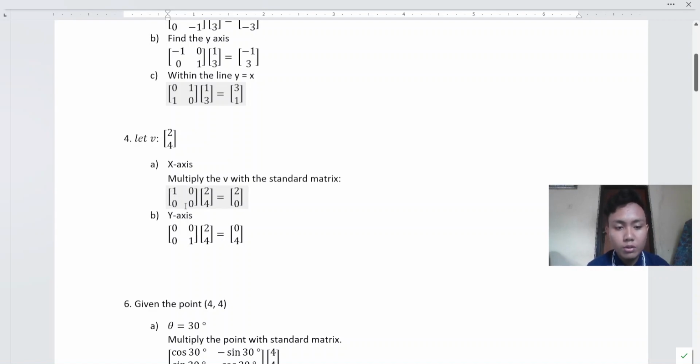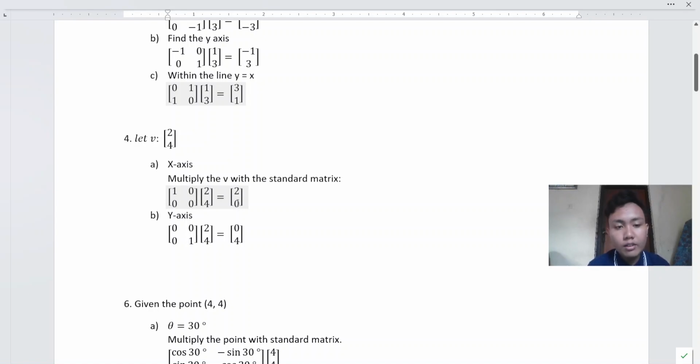[1, 0; 0, 0], and we multiply that with v, which is (2, 4). So 1 times 2 is 2, 0 times 4 is 0, 0 times 2 is 0, and 0 times 4 is 0. So we get (2, 0).